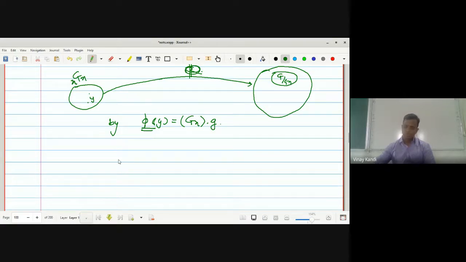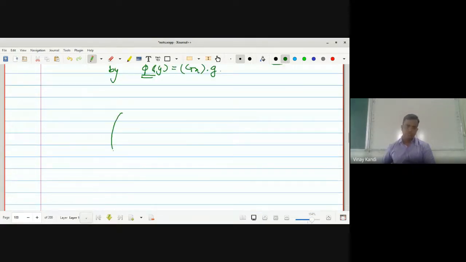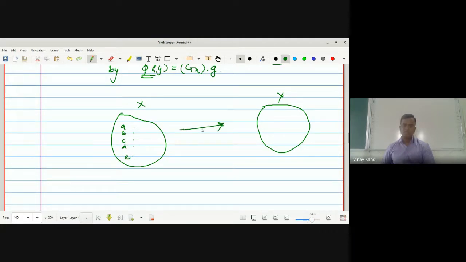Suppose I have a function, this is a finite set x. And this one is set y. Suppose this contains 5 elements: A, B, C, D, and E. This is the function f. Now I am saying that this function is 1-1 and onto.